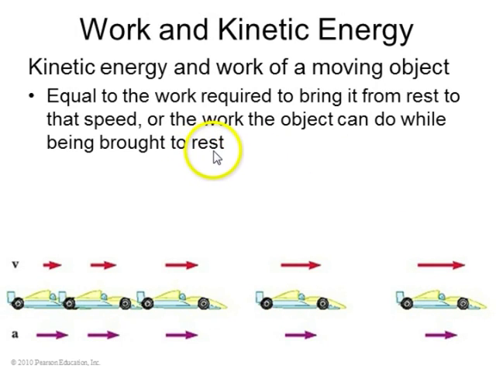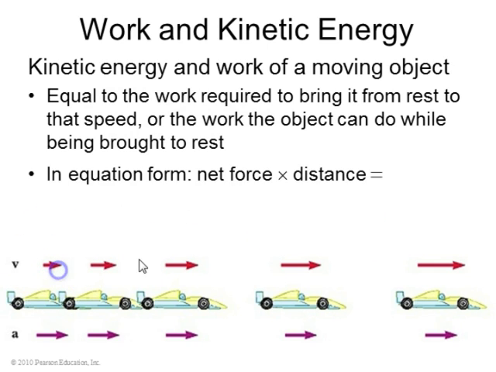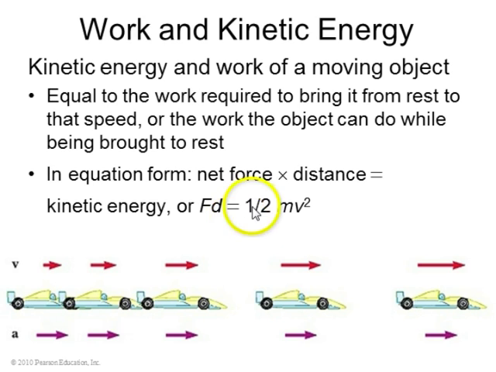So it turns out there's a work kinetic energy theorem, which is that the kinetic energy of an object is equal to the work that was done on it to speed it up. So in equation form, the net force on an object times the distance it goes is equal to 1/2 mv squared. So here's a car, it has some net force on it, F, goes the distance d. F times d is going to give you 1/2 mv squared as final kinetic energy.